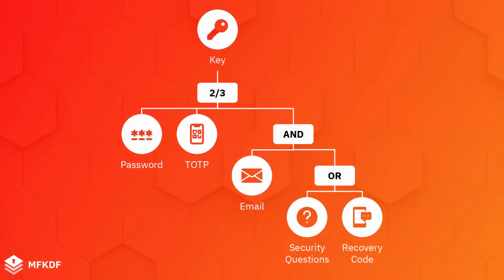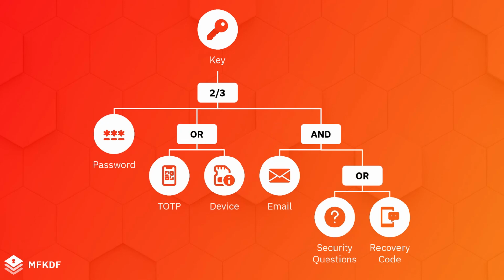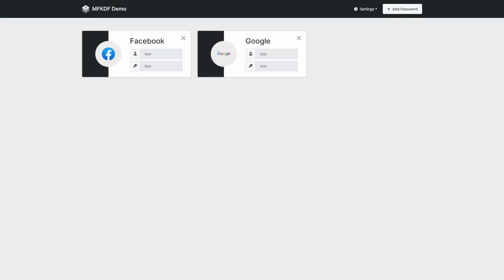Behind the scenes, what's essentially happening is that the TOTP factor is being replaced by a TOTP or device factor. So I can now skip 2FA if I'm on a known device. In MFKDF, this is called factor persistence. Back at the dashboard, my secrets are exactly where I left them, decrypted upon login with my multi-factor derived key.